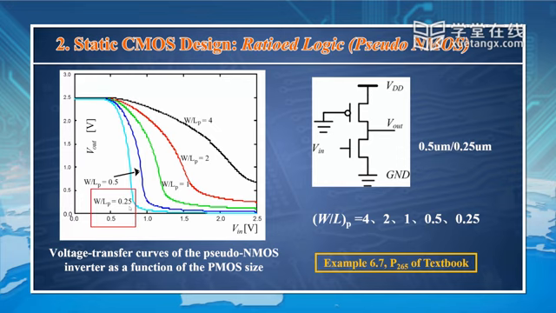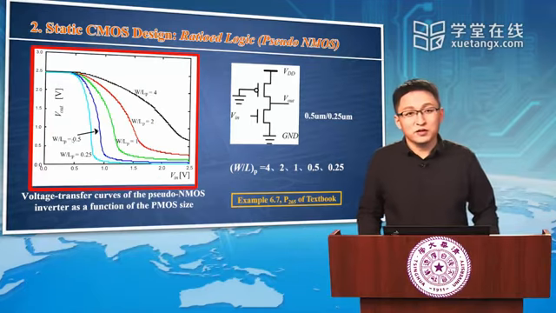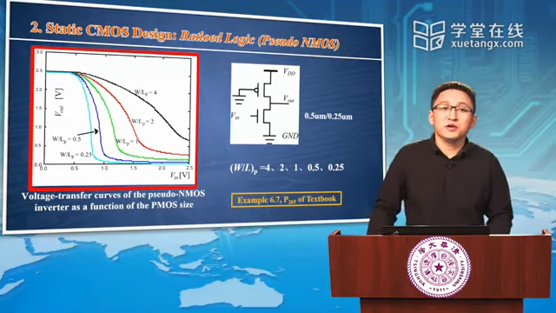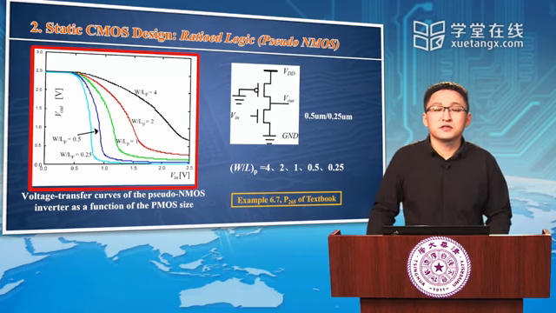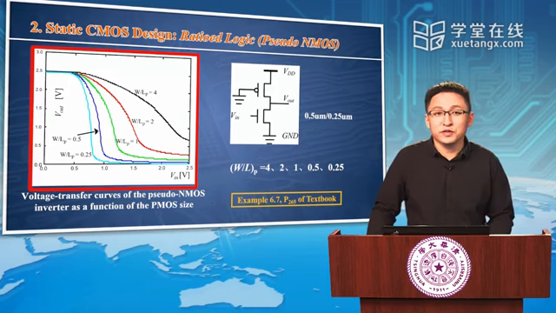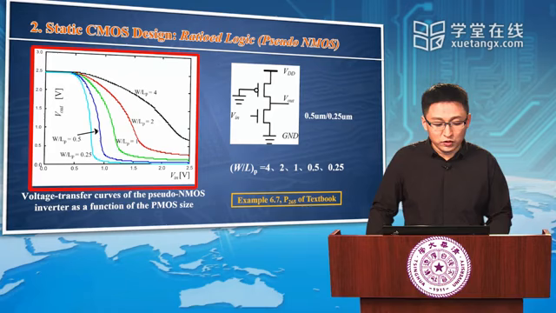Maybe you will ask how we could implement a transistor with W over L less than 1. In this case, we can actually increase the length of the PMOS transistor. Therefore, we can construct a PMOS transistor with size W over L less than 1.